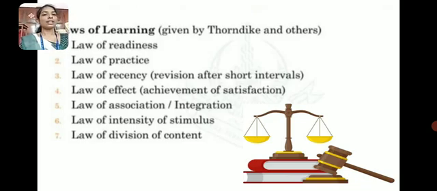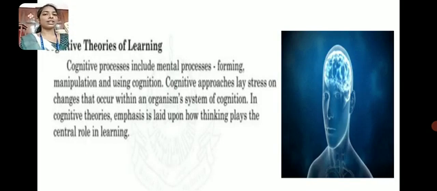Then there are several laws given by Thorndike and others: law of readiness, law of practice, recency, law of effect, law of association, law of intensity of stimulus, and law of division of content. Now the cognitive theory of learning. Cognitive processes include mental processes: forming, manipulating and using cognition. The cognitive approach lays stress on changes that occur within an organism's system of cognition.